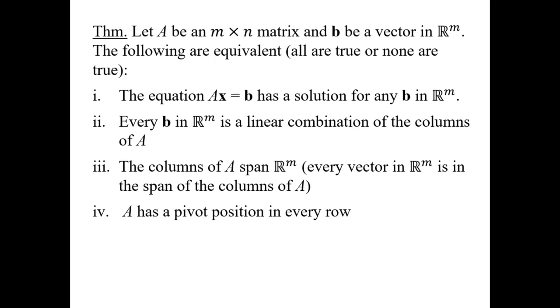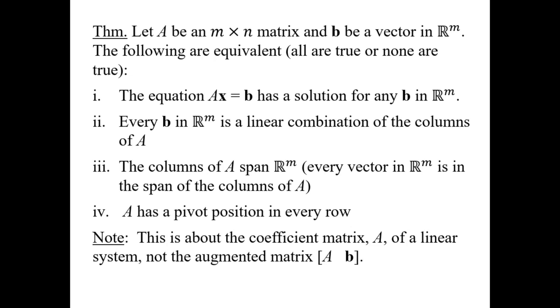And then the fourth thing here, A has a pivot position in every row. Okay, so this is one that is not necessarily as obvious. I want to point out, and this is really important, please notice that this is about the coefficient matrix A of the linear system. It is not the augmented matrix where that b is thrown in there. So when I say A has a pivot position in every row, what that means basically is there can't be a pivot in the last column. Let me say that one more time. If A has a pivot position in every row, then the augmented matrix can't have a pivot position in the lower right-hand corner, because we already know that there's going to be a pivot in every one of the rows of A.